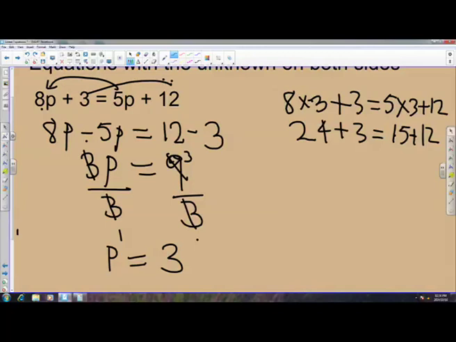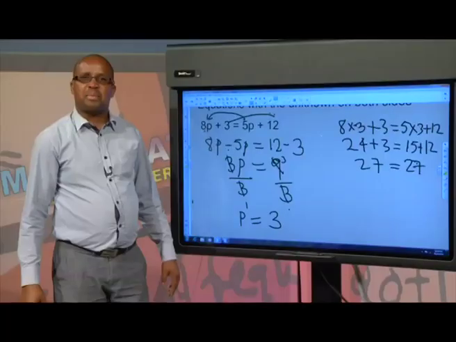And then 24 plus 3 is 27. It's equal to 15 plus 12. This gives us 27. So the right hand side is equal to the left hand side. So P equals 3 is correct. I believe this has answered your question.